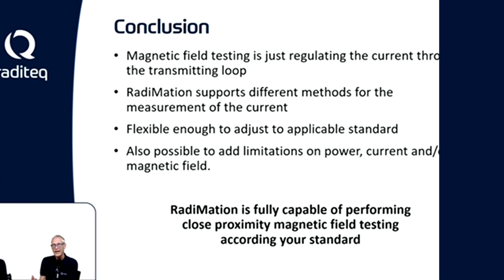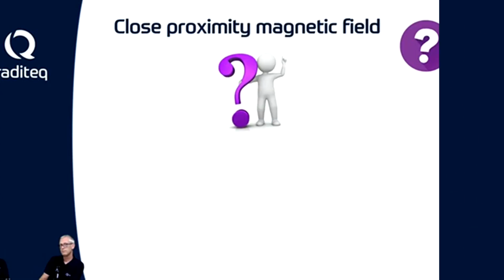And what I conclude is RadiMation is fully capable of performing close proximity magnetic field tests according to your standard. And I know that already more than 15 years ago, we implemented the MIL standard 461 test, the RS101, which is primarily used to do these kind of tests. And I'm very confident that RadiMation is able to do all these kind of tests. So that's the short explanation.